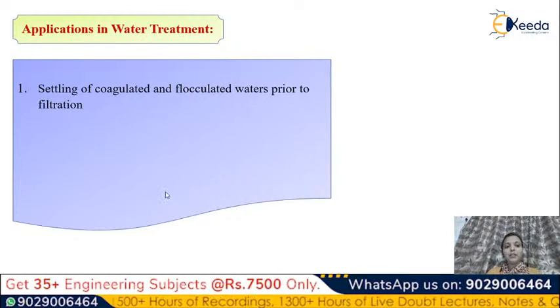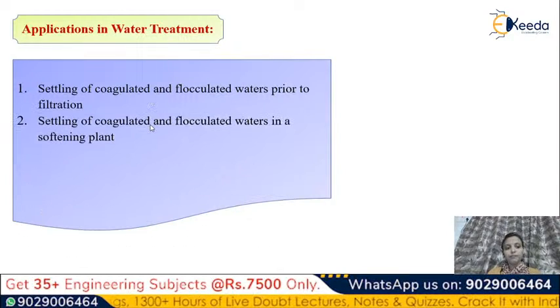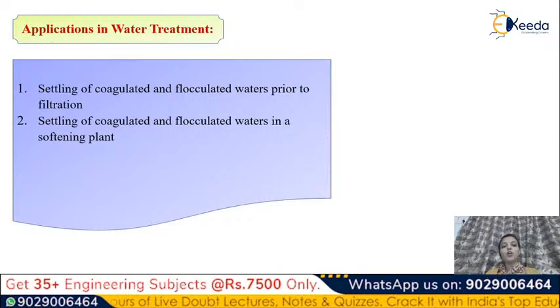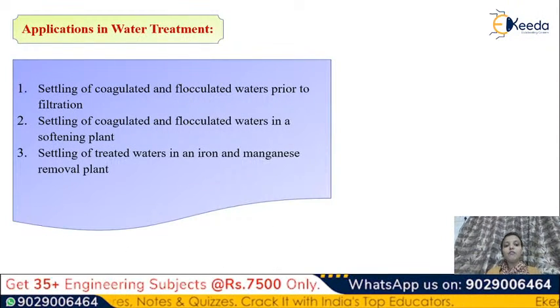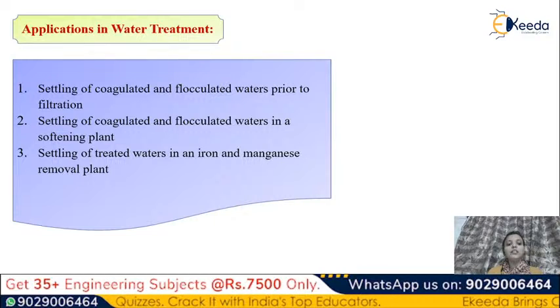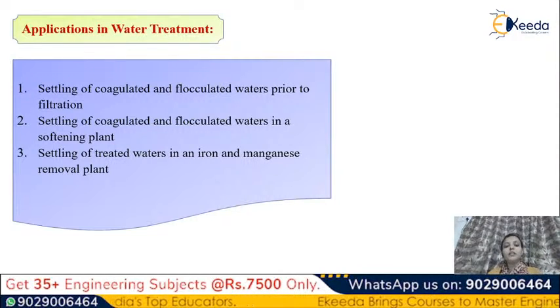So that is the application: settling of coagulated and flocculated water prior to filtration. The next is the settling of treated water in an iron and manganese removal plant. We also provide this treatment in heavy metal removal to settle down the heavy metal particles. As they are inorganic material, their weight is greater than the density of water, and the heavy metals automatically settle down in the sedimentation process.